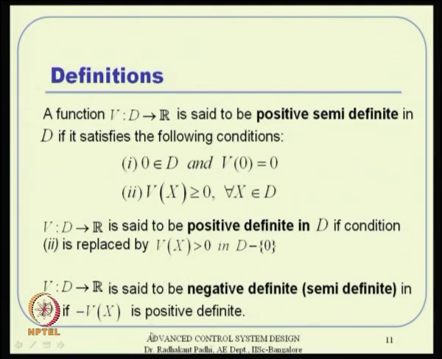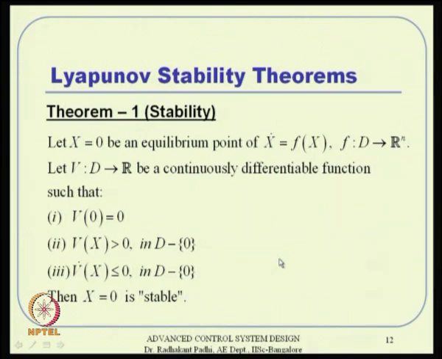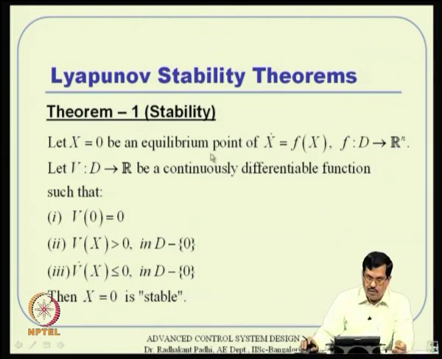Similarly, you can define negative definite or semi definite with respect to the same definition if minus V of x satisfies these conditions, or alternatively you can change the sign: greater than or equal to becomes less than or equal to, and strictly greater than becomes strictly less than. So, we know what is a positive semi definite function, positive definite function, negative semi definite function, and negative definite function, and these are all required as part of Lyapunov theorems. Now we are ready to talk about the stability theorems and their meaning.